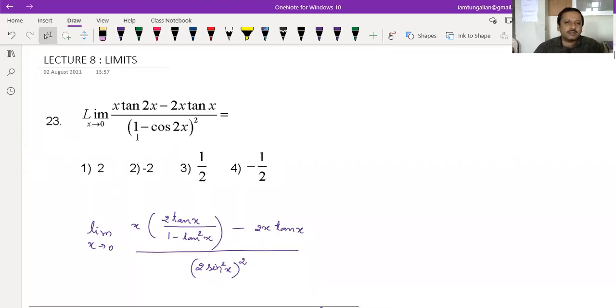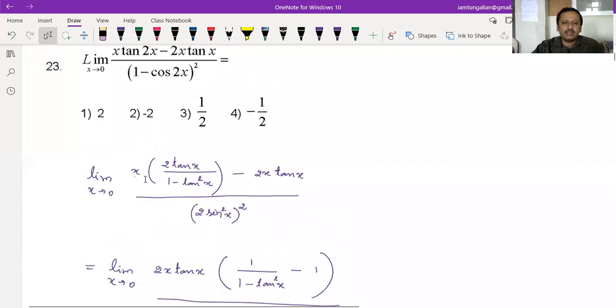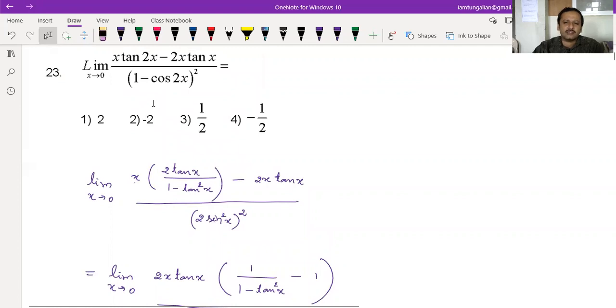So limit x tends to 0, x into tan 2x minus 2x tan x divided by 1 minus cos 2x whole square we have. x into tan 2x, I'm writing tan 2x as 2 tan x divided by 1 minus tan square x, minus 2x tan x. So here you have x, here you have 2 tan x. So together 2x tan x. That 2x tan x I am taking as common. Meanwhile, denominator 1 minus cos 2x, we can write that as 2 sin square x. Okay. So 2x tan x, if I take out, here first term will contain 1 by 1 minus tan square x. Second term will contain 1.